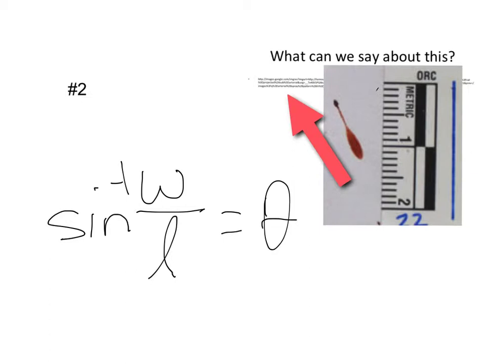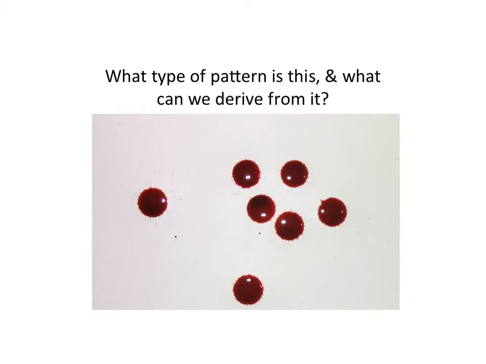I don't think I put the answers on every single one of these. Gotcha. Okay, so what type of pattern is this and what can we derive from it? So this one's number 3. And I'll pause and give you guys some time to come up with some possible answers.